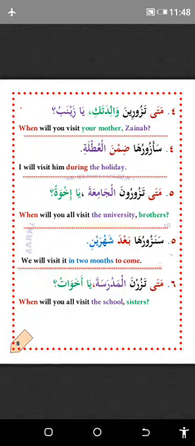Number 6. متى تزورن المدرسة يا أخوات؟ When will you all visit the school يا أخوات, sisters, asking a group of female persons. لعلك فهمت.